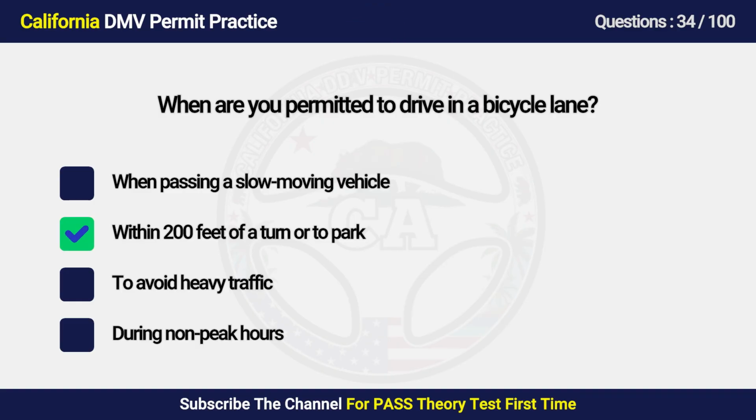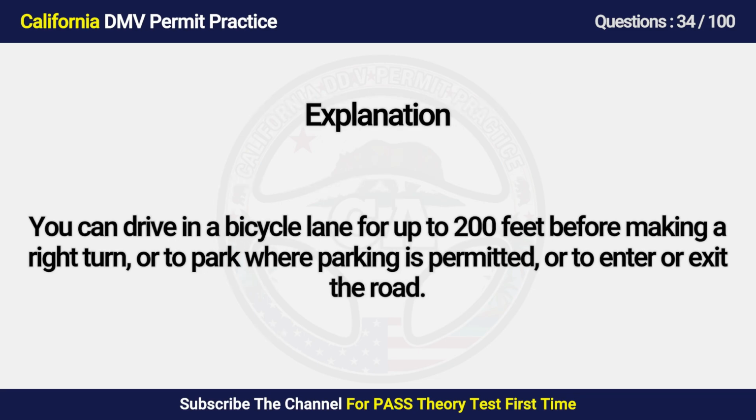Answer is B, within 200 feet of a turn or to park. You can drive in a bicycle lane for up to 200 feet before making a right turn, or to park where parking is permitted, or to enter or exit the road.